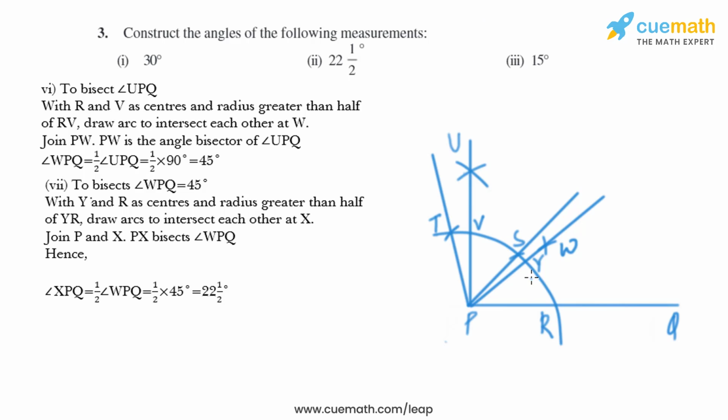So we'll put the compass at Y and we'll take the radius more than half of YR and we will draw an arc like this. Again, we will put the compass at R and with the same opening we will draw another arc that intersects, and we'll name this point as X. Then we need to join PX. So let's join P and X. So we have got this angle XPQ as 22.5 degrees. So we have got our angle that is 22.5 degrees.